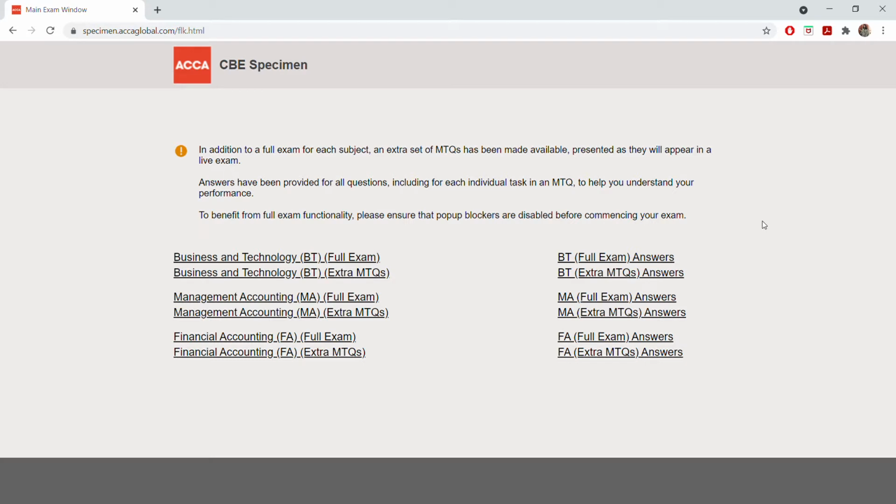So today we are going to start with MA, the Management Accounting paper. I'm going to do the full exam and also the extra multiple choice questions, the MTQs. I have previously done a paper on business and technology, so if you haven't checked it out, please do go check it out, for the ones who are planning to give F1 or business and technology too, alongside management accounting.